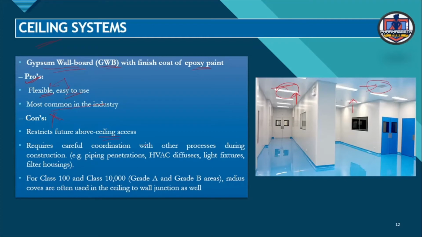It requires careful coordination with other processes during construction, which I was saying earlier. Piping penetrations, in case there are overhead pipes carrying any type of flow of water, DM water or distilled water. HVAC diffusers, that is heating, ventilation and air cooling. Light fixtures, which I mentioned here. Filter housings. For class 100 and class 10,000, grade A and grade B areas, they are normally set. Radius coves are often used at the ceiling to wall junction as well. Ceiling to wall junction, I refer to this part.